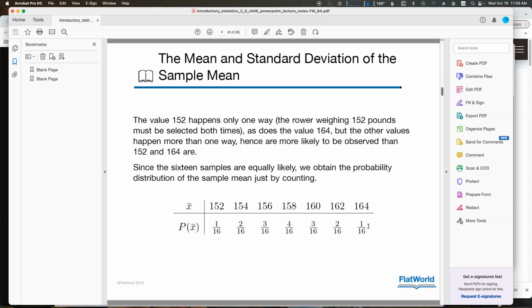The most popular, or the most frequently occurring, mean value is 158. And what that gives us an idea of is that probably more likely than not the mean of the population as a whole is going to be closer to 158 than it is going to be to any other number.